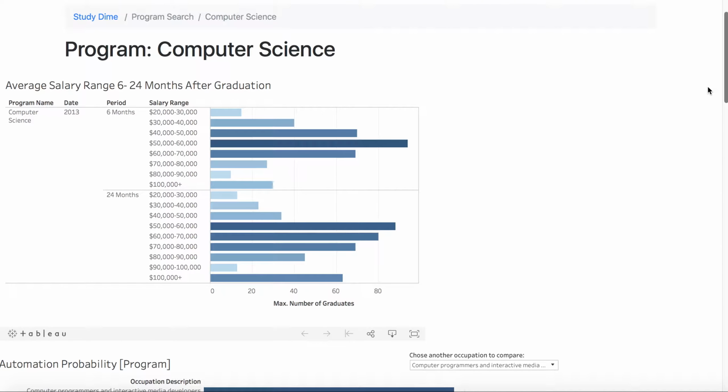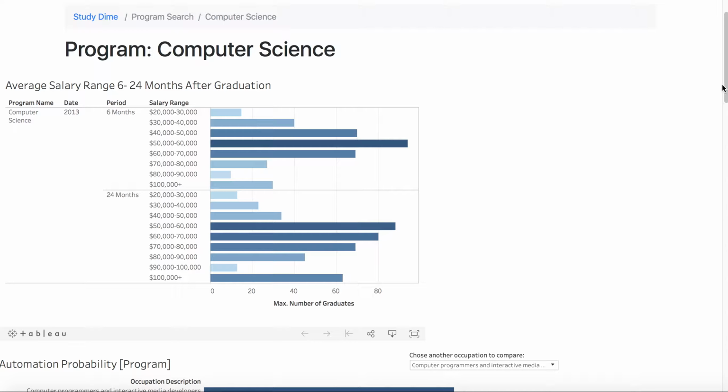So one of them is the average salary range, 6 to 24 months after graduation. And as you can see here, 6 months after graduation, if we roll over it, we can see that the average salary range for 94 graduates is between $50,000 and $60,000. And then as you move into the 24-month range, you can see it's still around $50,000 to $60,000, but it does go up in the $100,000 range.